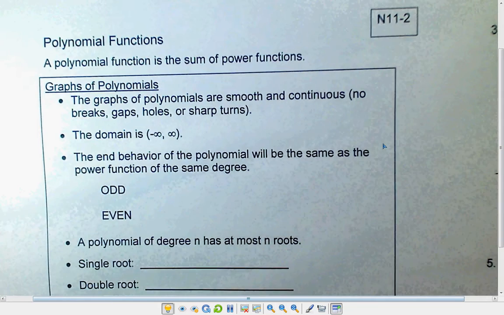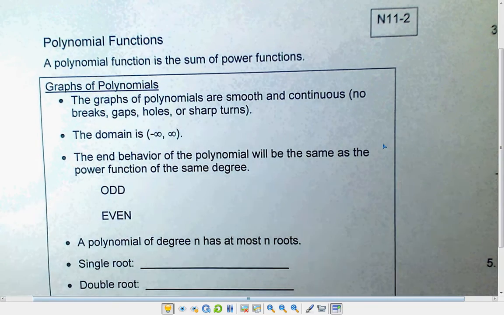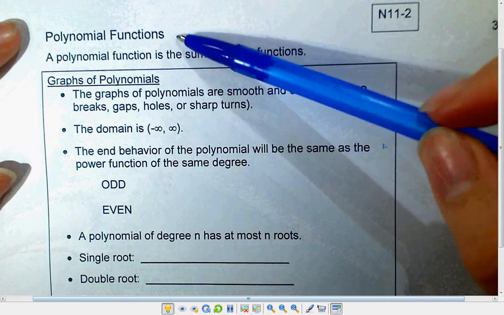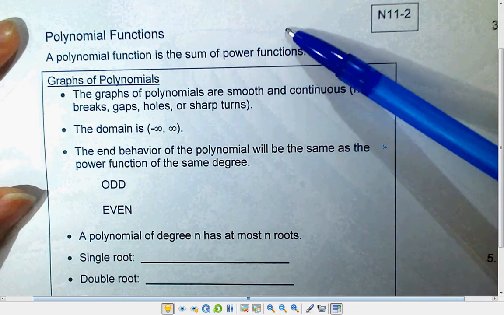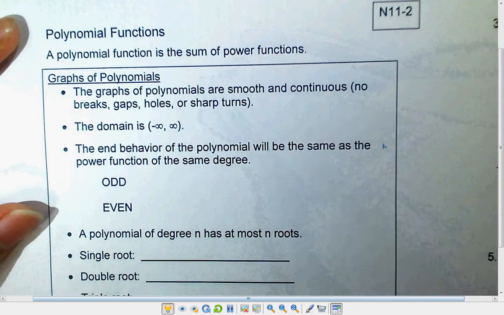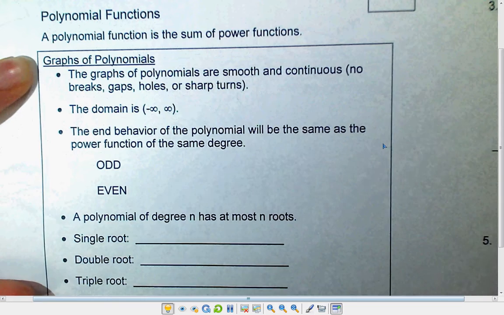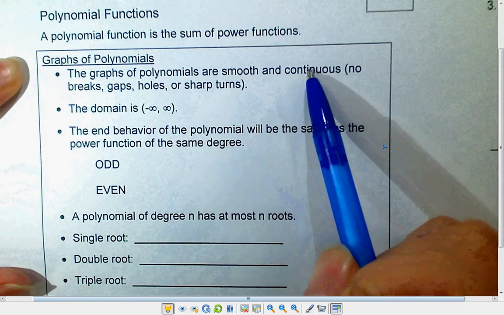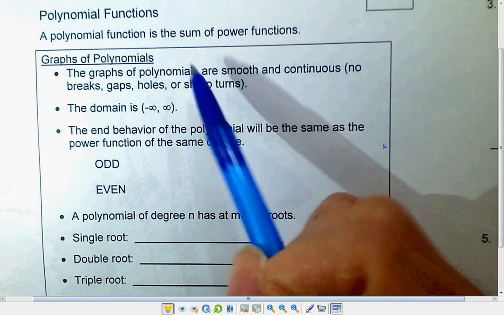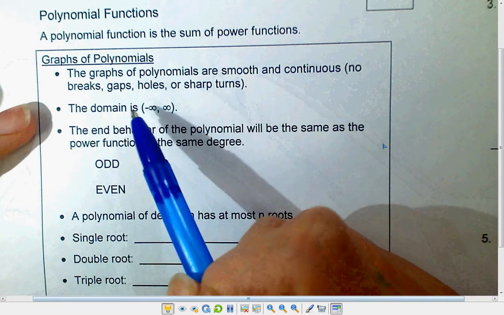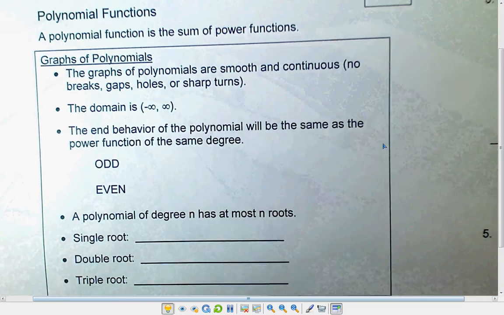Today we're going to be learning how to graph a polynomial function. A polynomial function is just a sum of power functions, a whole bunch of power functions put together. Information about the graphs of polynomials: they're always going to be smooth and continuous, so there's never going to be any breaks, gaps, holes, or sharp turns. And the domain is always from negative infinity to infinity.